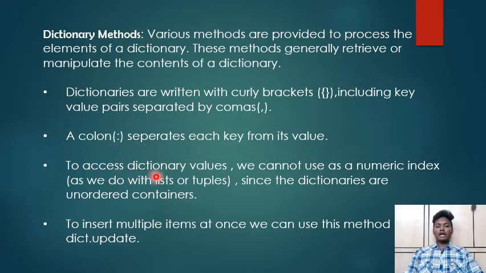Now, to access the different values we cannot use a numeric index as we do with lists or tuples, since dictionaries are unordered containers. To insert multiple items at once in a dictionary, we can use the method called dict update. By dict update, we can insert multiple items at once.